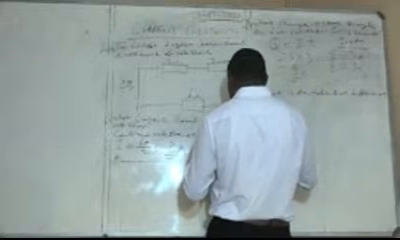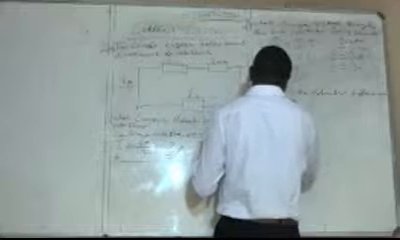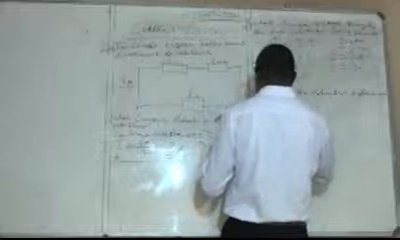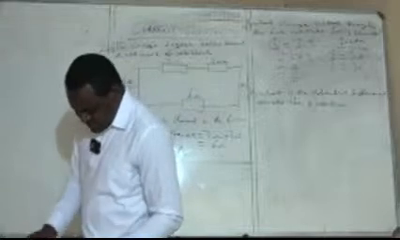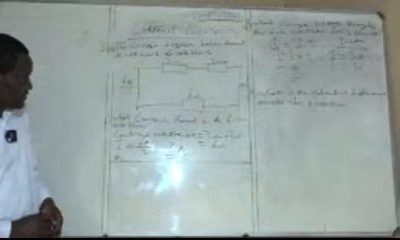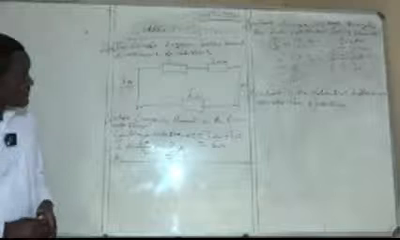What is the potential difference across the 6 Ω resistor? So they're asking us what is the potential difference across the 6 Ω resistor.